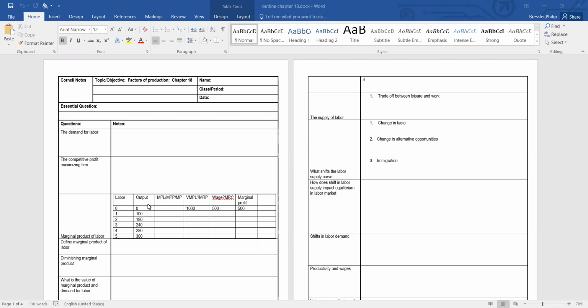And they're like any margin. We're going to take 100 minus 0, and for the first unit, it would be 100. And then 180 minus 100 would be 80.